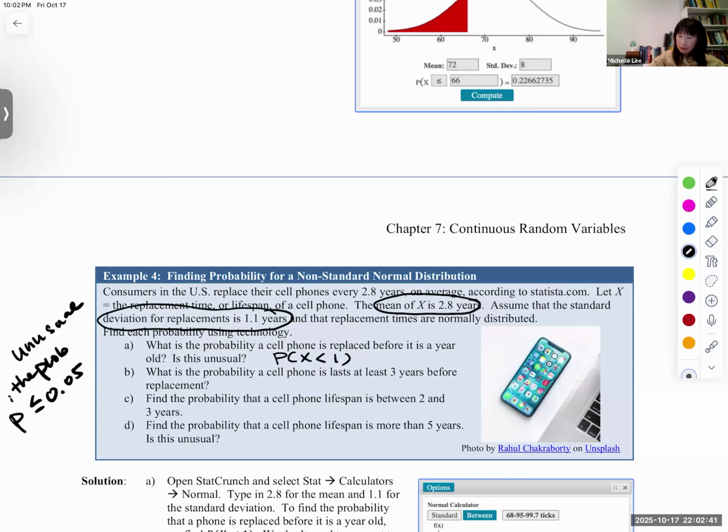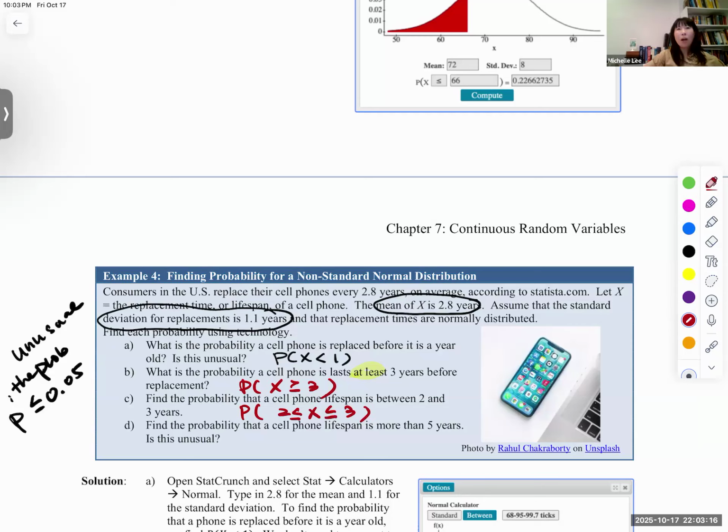Second one, at least. How do we indicate at least? We use it a lot, so I told you, remember? So it's greater than or equal to 3. Yeah, we are using that. So mean equal to 2.8, standard deviation is 1.1, and the probability is between 2 and 3.